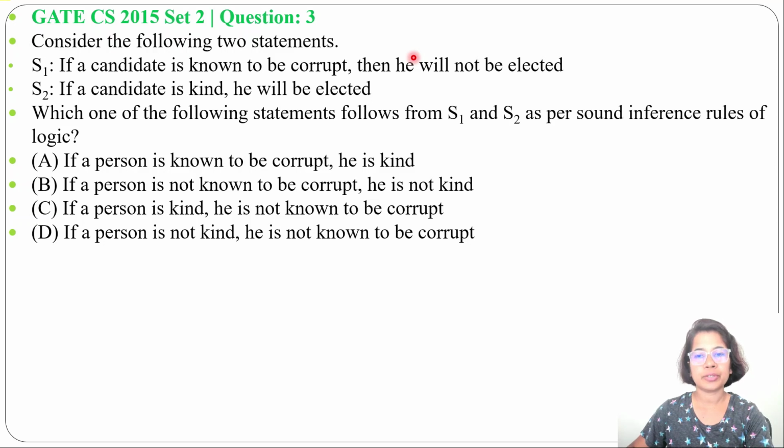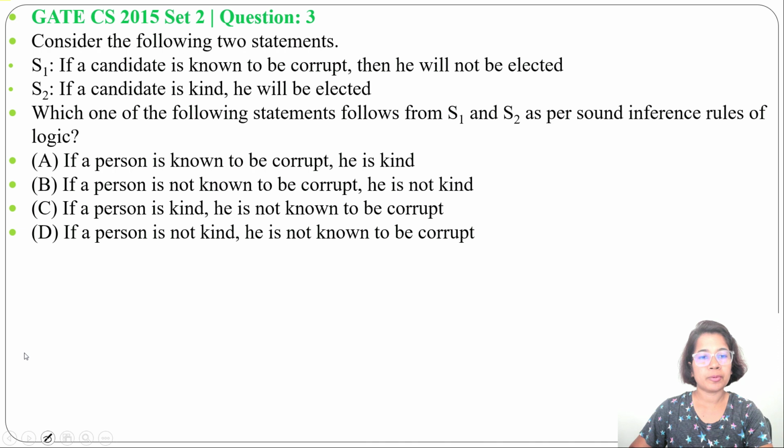Let's solve one previous question of mathematical logic. This question was asked in GATE CS 2015 set 2, question number 3. Consider the following two statements. S1: if a candidate is known to be corrupt, then he will not be elected. S2: if a candidate is kind, he will be elected. Which one of the following statements follows from S1 and S2 as per sound inference rule of logic? And 4 options are given.